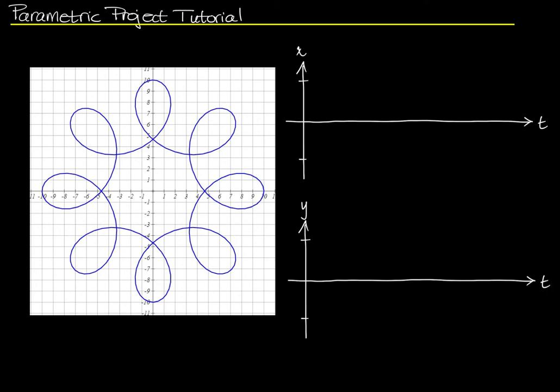All right, here's our next graph. I'm going to do x of t for you with this one, and I'll get you started on y of t, but that's where I'm going to leave it. So let's start by picking a starting place.